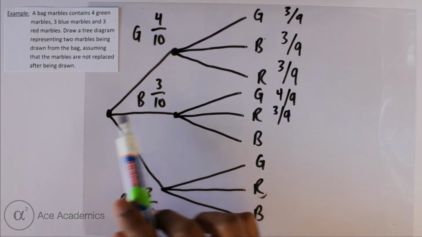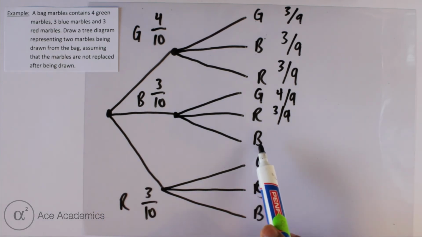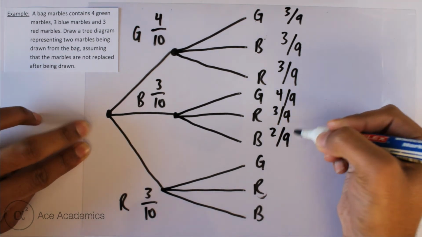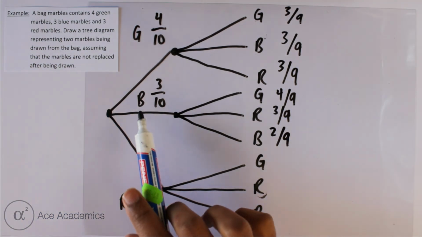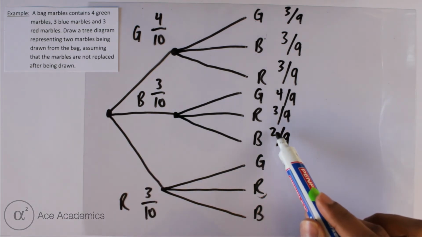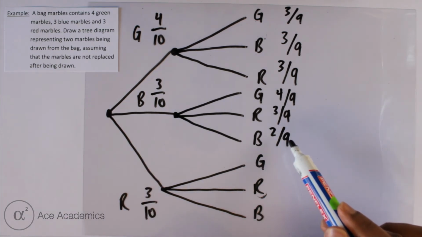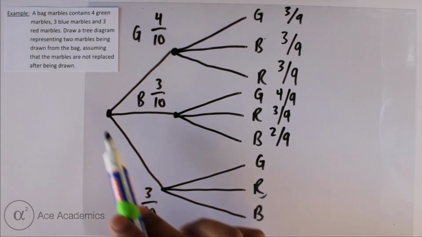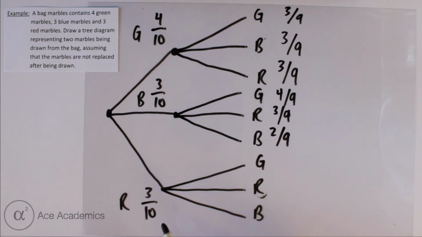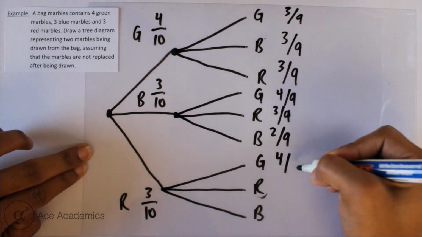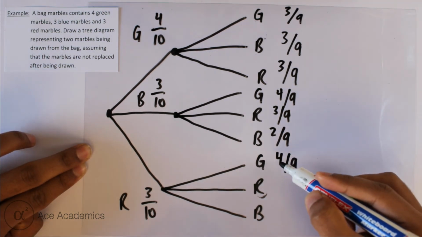Now, to draw a blue followed by a blue again, the probability would be 2 over 9. Because if we drew a blue in the first draw and we're not replacing it, there's only 2 blue marbles left and there's a total of 9 marbles. Now let's look at the situation where we're drawing a red marble in the first draw. If we drew a red marble and we don't replace it in the bag, the probability of getting a green would be 4 over 9, because there's still 4 greens left.